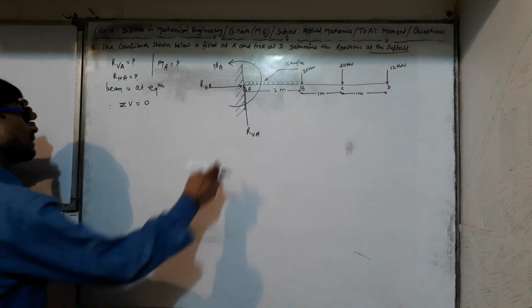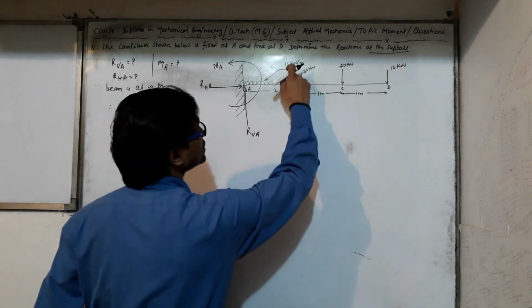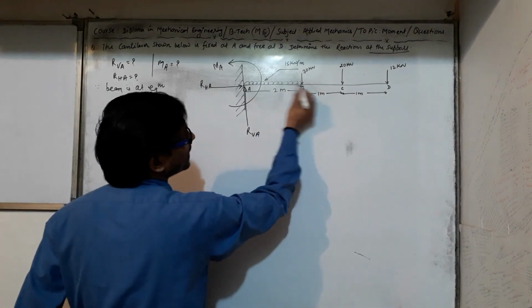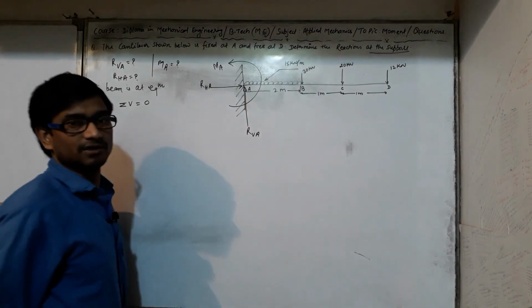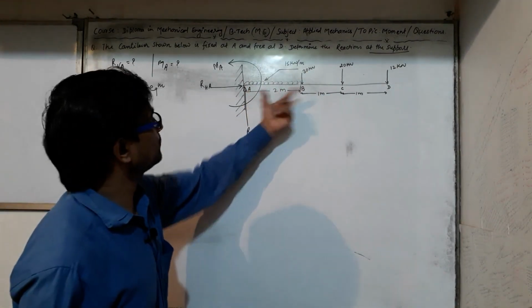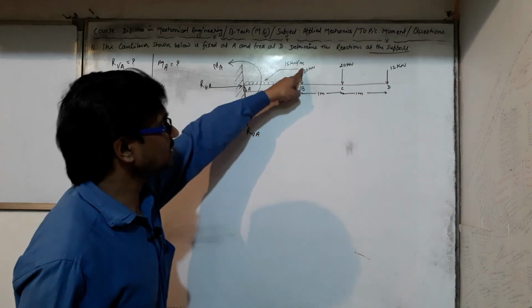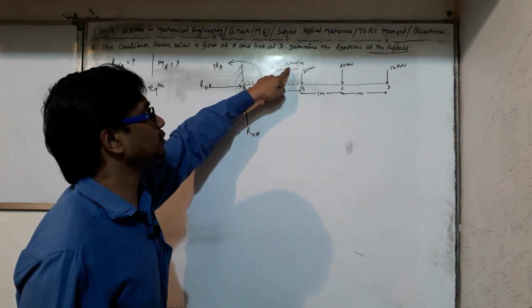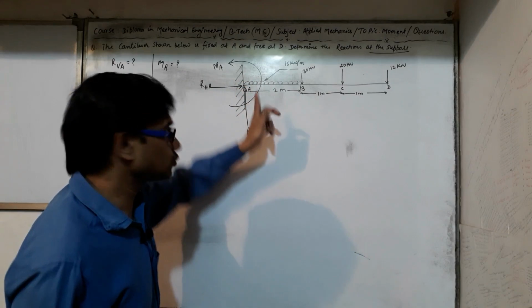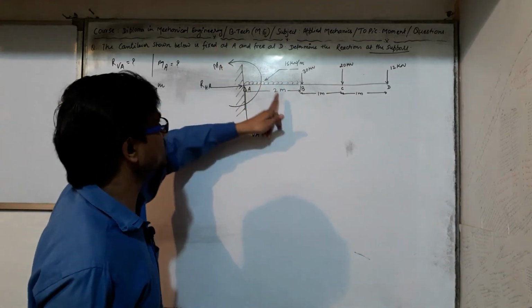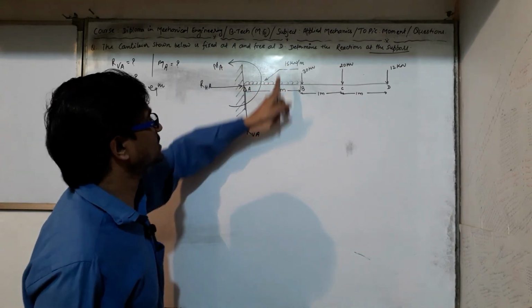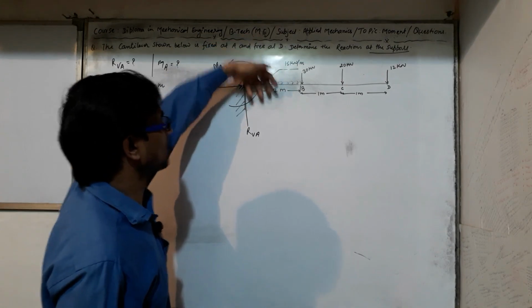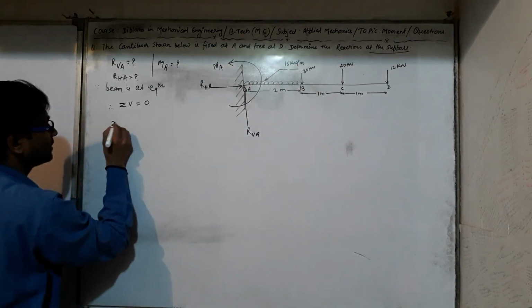There is one force, another force is 15 kilonewton throughout. Its intensity is 15 kilonewton per meter. The total span from A to B is 2 meter. At each and every meter of distance, 15 kilonewton is acting in the downward direction. So the total force vertically downward is 15 multiplied by 2, that is 30 kilonewton, acting in the downward direction. So we can say 30.